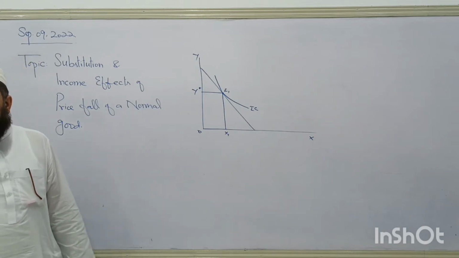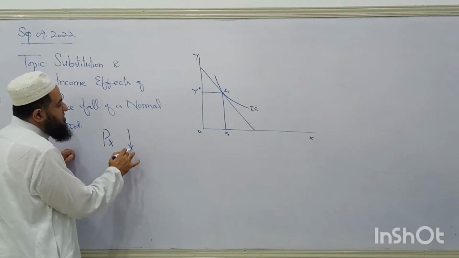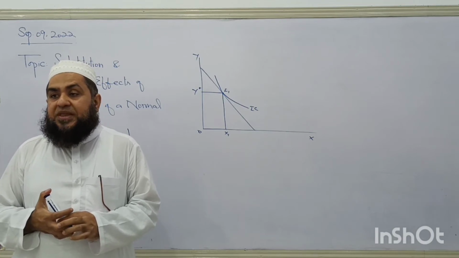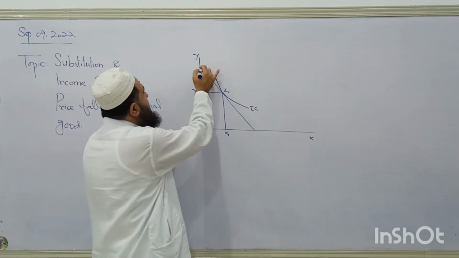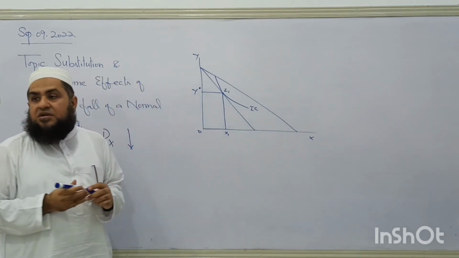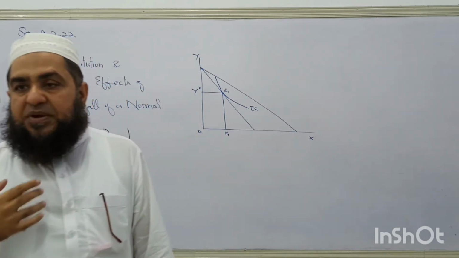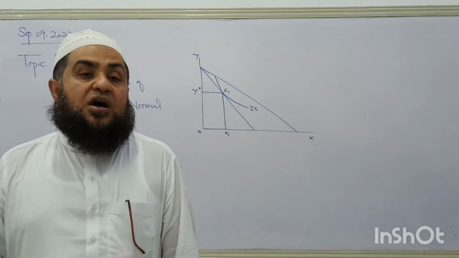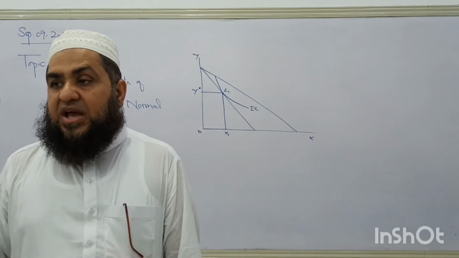Clear? Now I am going to decrease price of X. Price of X decreases. What happens to this budget line of the consumer? It will have pivotal shift towards right. It will have this shift. Clear? Budget line will have rightward rotational shift or pivotal shift from the horizontal axis, because price of X has gone down, or can I say its slope has been decreased, it has become flatter than before.